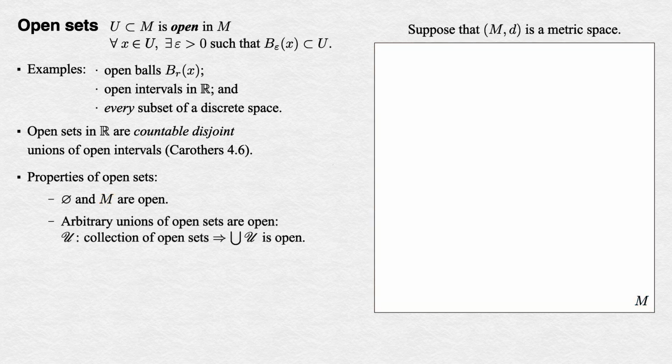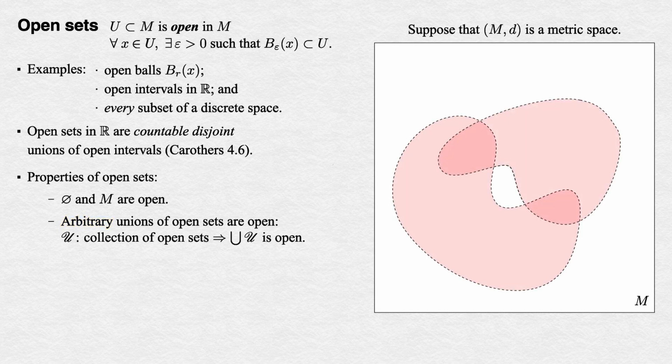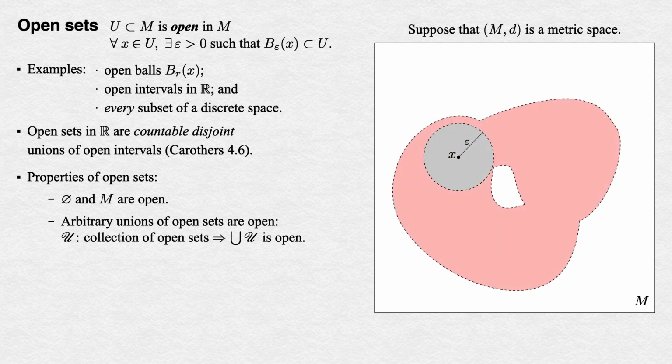Second, given any collection script U of open sets, the union of that collection is open. Note that this collection could be finite, countably infinite, or even uncountable. It makes no difference. We're talking about unions of literally any collection of open sets. Let's illustrate this with this collection of two open sets and their union. The argument doesn't change. Given any point x in the union, by definition of union, x is in some open set U from that collection. Because U is open, there exists an open ball around x contained in U, which is then also contained in the union.